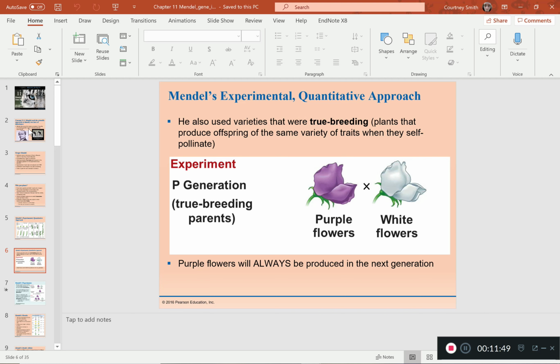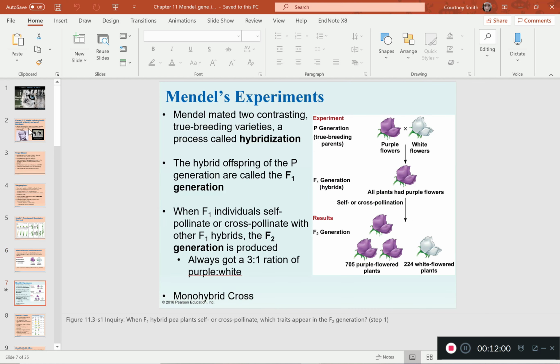what it means is that the plant will always make more offspring like itself whenever it's self-fertilized over generations. And what I mean by that is this. So true breeding, in this case we have a completely dominant parent, and then we have a completely recessive parent. So let me go ahead and write that.